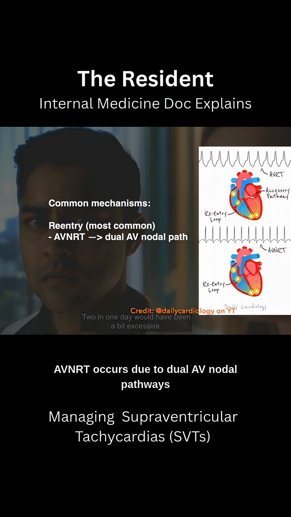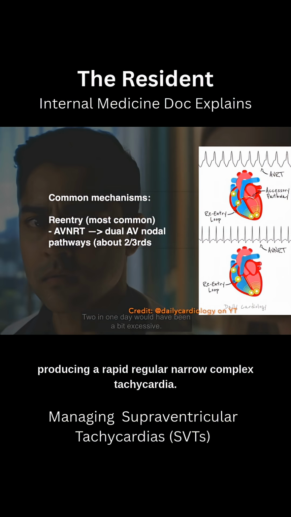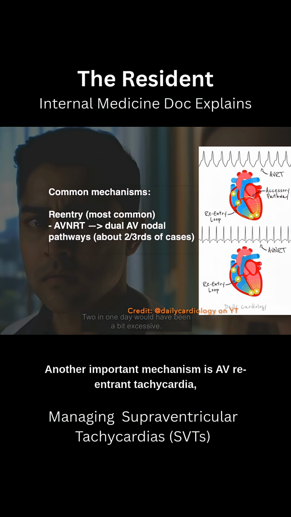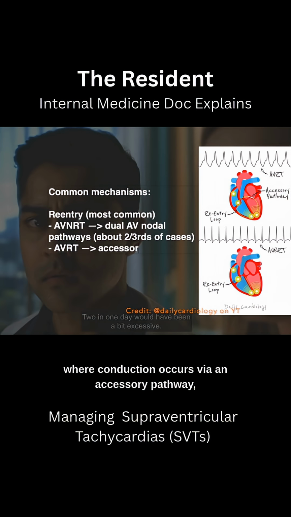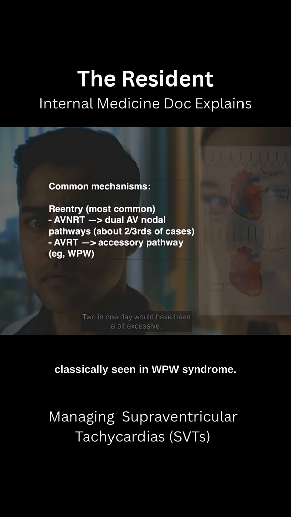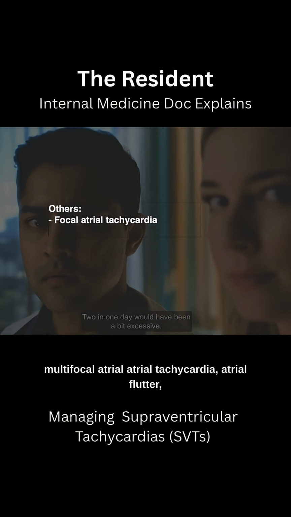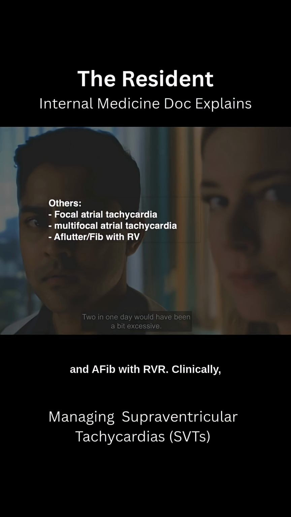AVNRT occurs due to dual AV nodal pathways that form a re-entry circuit, producing a rapid, regular, narrow complex tachycardia. Another important mechanism is AV reentrant tachycardia, AVRT, where conduction occurs via an accessory pathway, classically seen in WPW syndrome. Other types of SVTs include focal atrial tachycardia, multifocal atrial tachycardia, atrial flutter, and AFib with RVR.